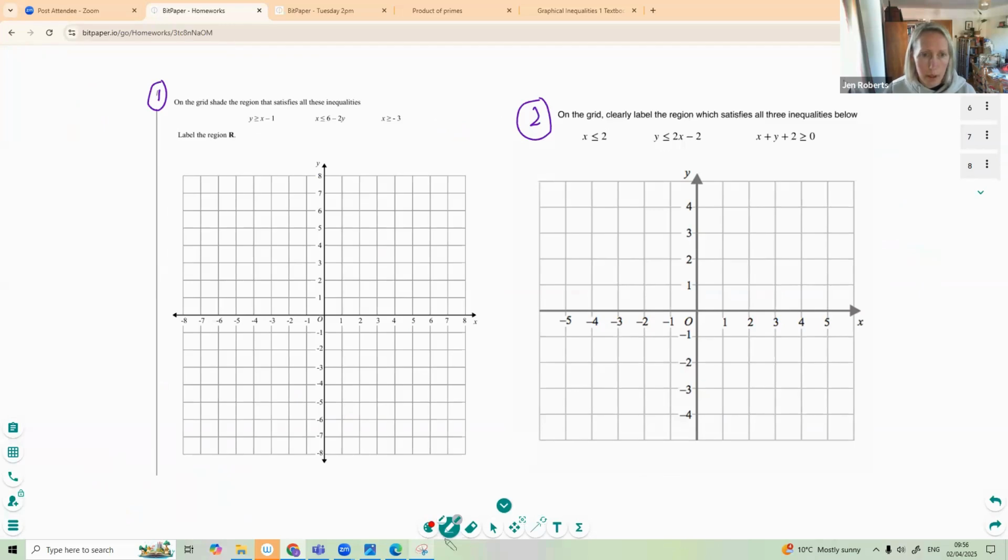Okay, let's draw this one first. x is bigger than or equal to minus 3. Here, x is equal to minus 3. We want bigger than or equal to. We want the right-hand side. Do not want the left-hand side. Let's get rid. This one next.